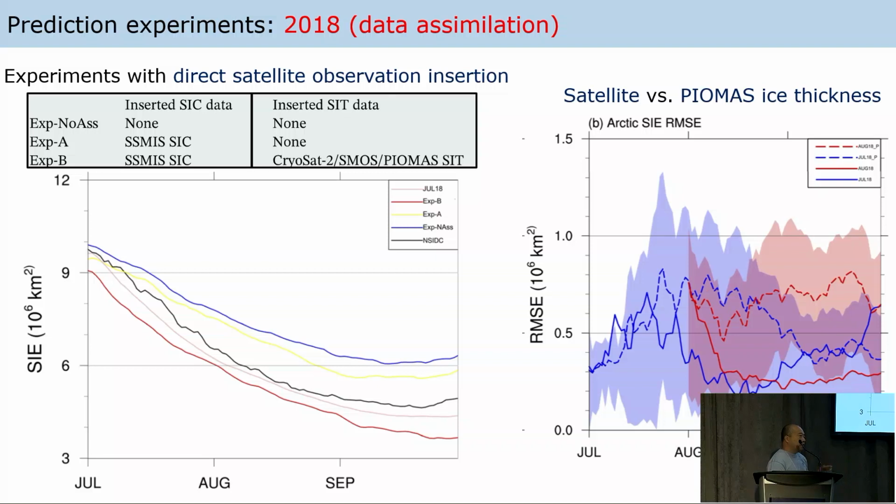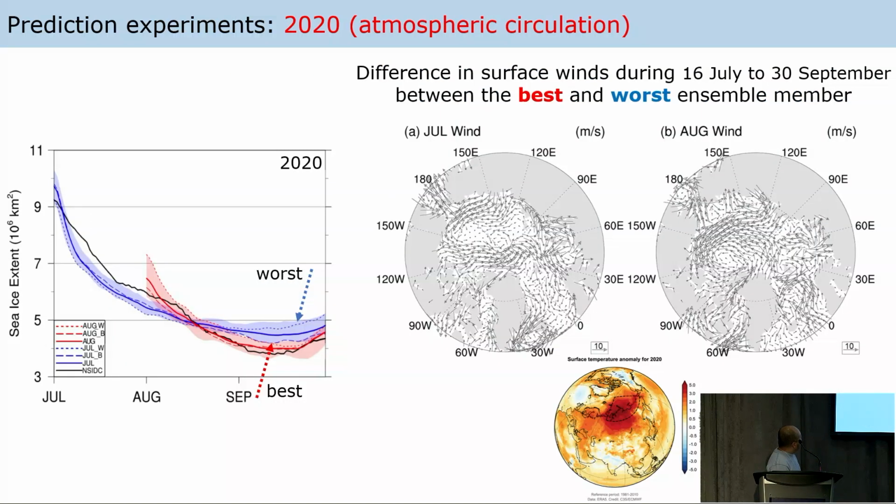So this suggests assimilating satellite ice thickness can promote the predictive skill, okay? And this is 2020. I'm not going to talk about this, but for this year, we pull out the best and worst ensemble member. So we compare the surface wind, the difference between this best and worst ensemble member, in July and August.